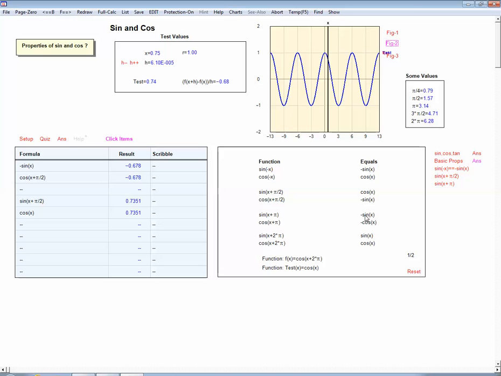And what about this one? The sine of x plus pi is minus the sine, and the cosine of x plus pi is minus the cosine.